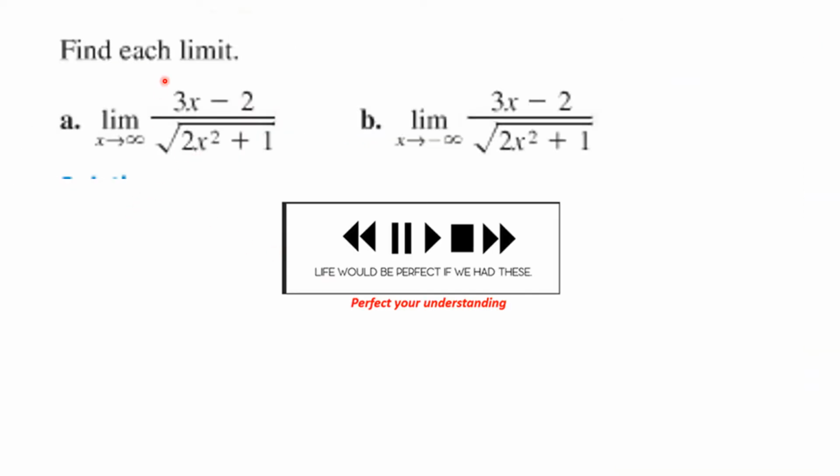Okay, here's some more problems for you to do. You want to find each limit. You have two things to do. This one, A, and this one, B. And you know what to do. Let's see how you did.